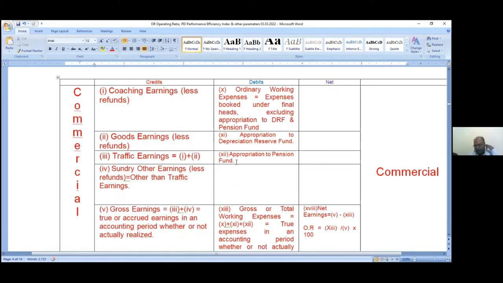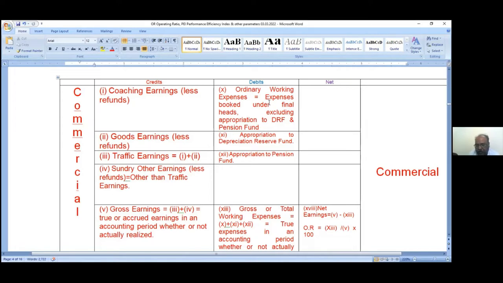Now we'll check the debit side. What are the items? Here the debit side, or outgoing side, is ordinary working expenses, that is, expenses booked under final heads, excluding appropriation to DRF and pension fund. Why final heads? Here the suspense figures you should not take, whether it is DPR or MR. Ordinary working expenses, expenses booked under final heads, excluding appropriation to DRF fund, pension fund. You should not take DRF fund, pension fund. And the second row is appropriation to DRF.